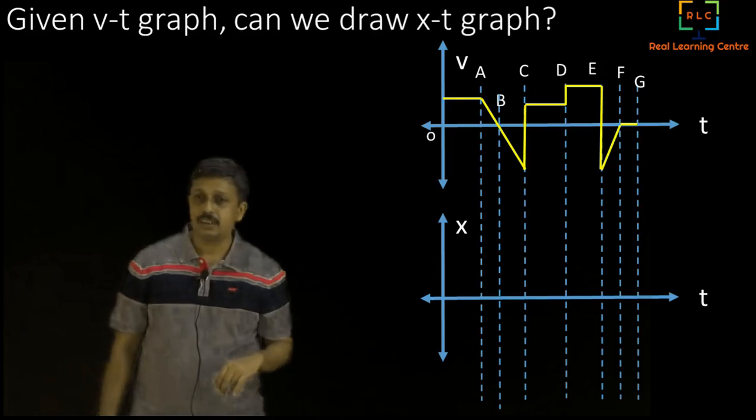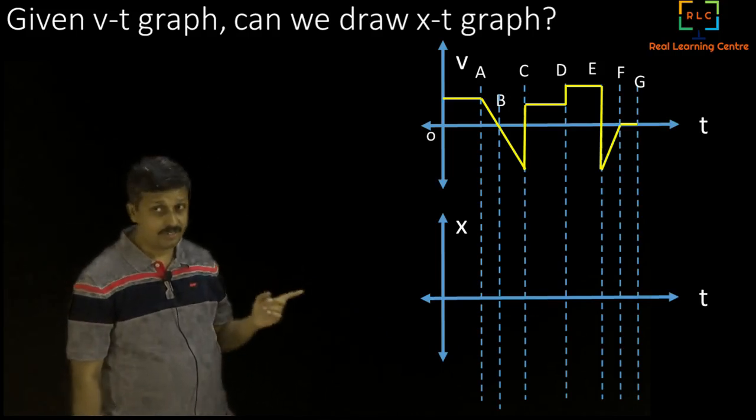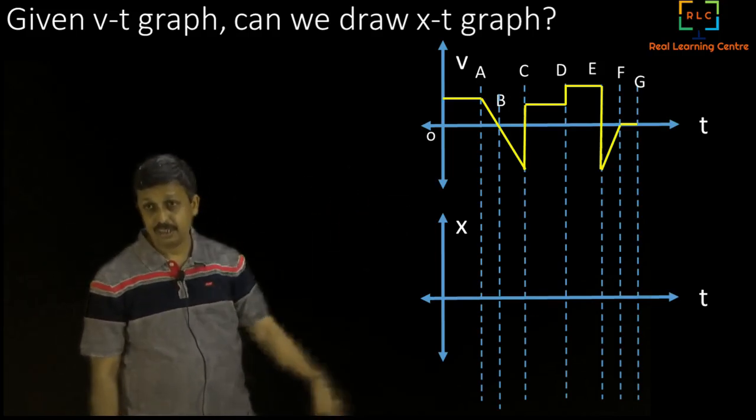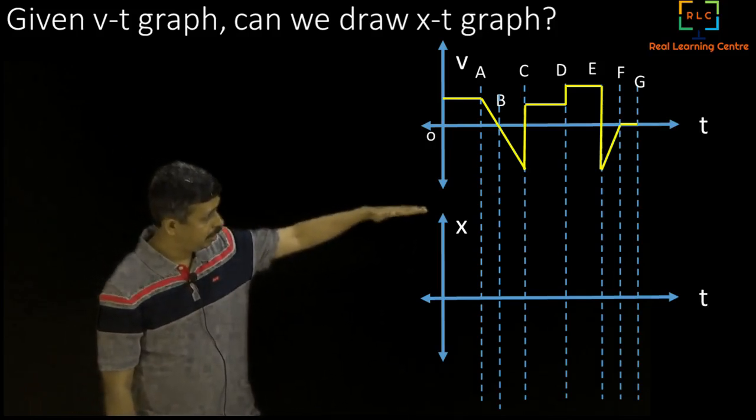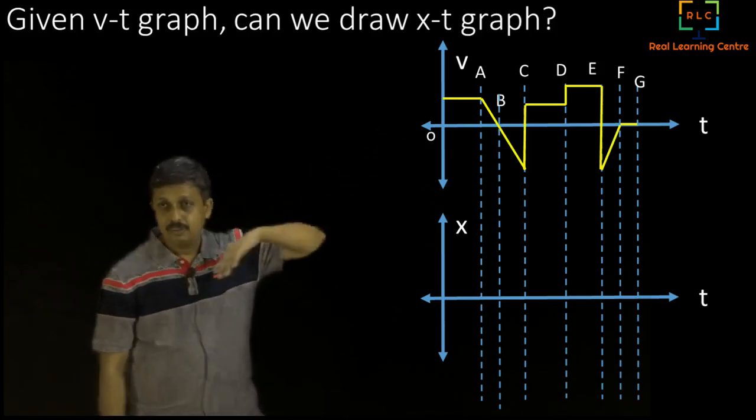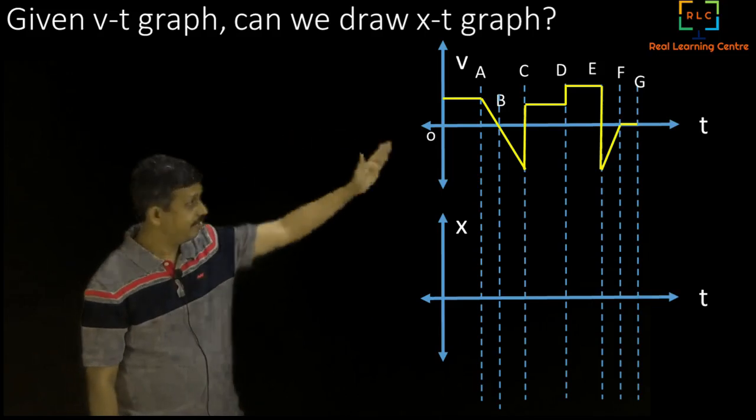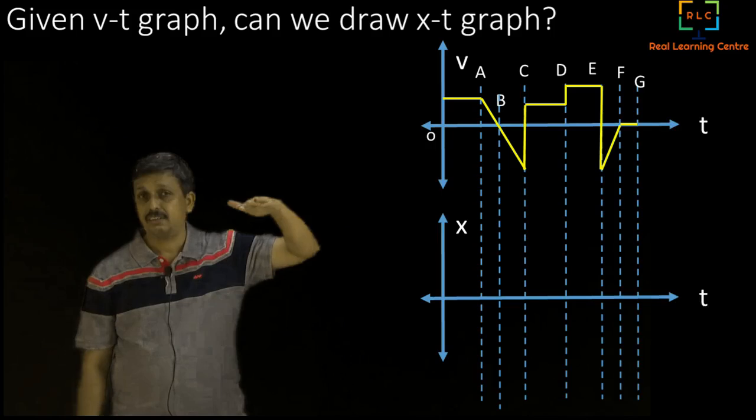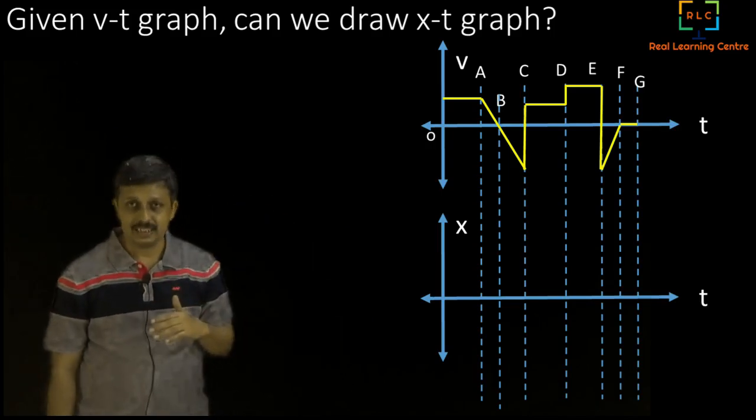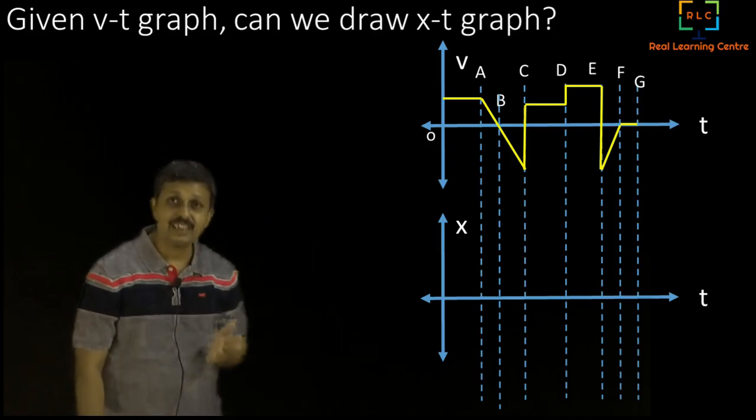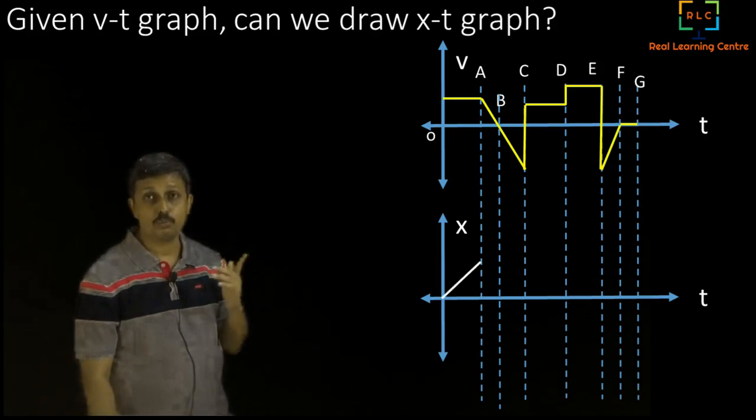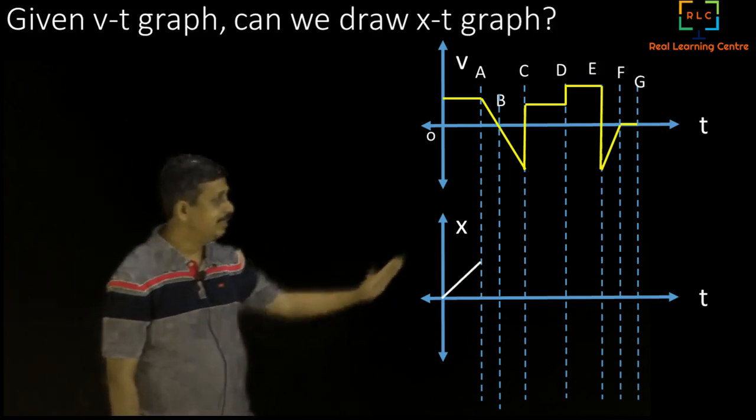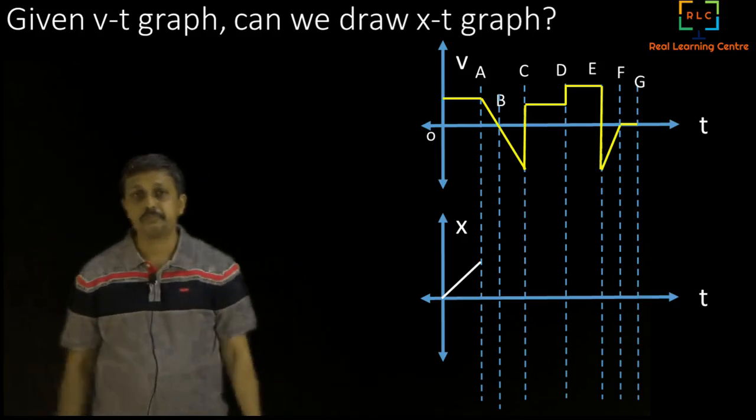Now I am going to start from here. You see velocity is positive, meaning above that line is positive. So during the first scenario, O to A, velocity is positive and constant. If positive and constant velocity is there, that means displacement will be linearly varying with a positive slope. So that is what this is, linearly varying with a positive slope.